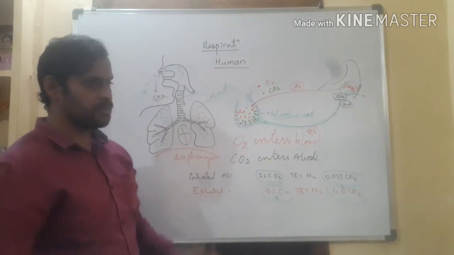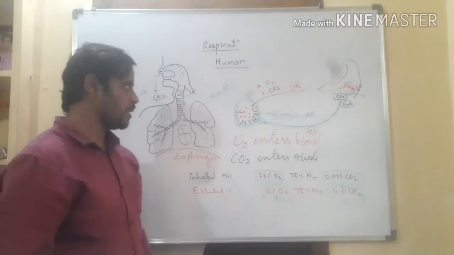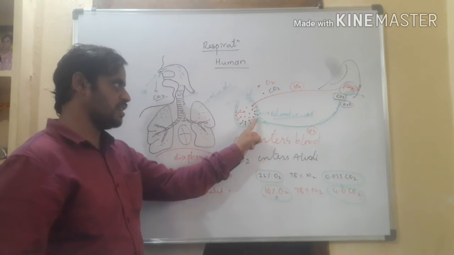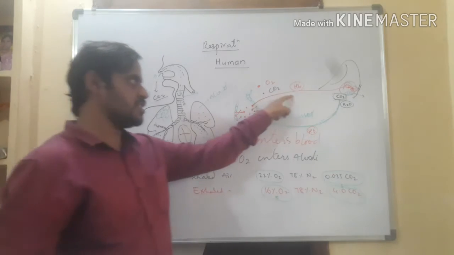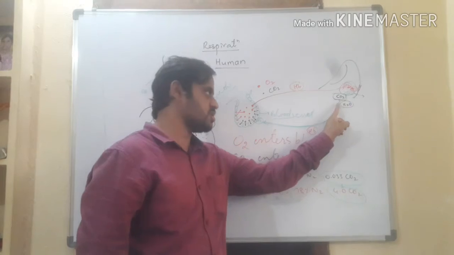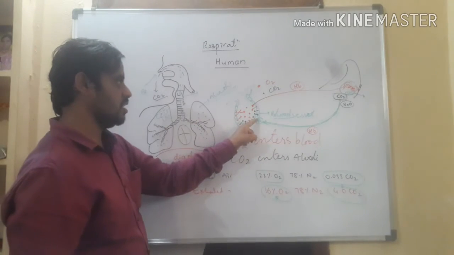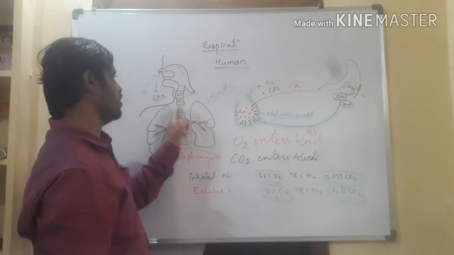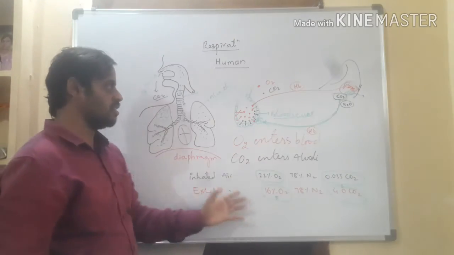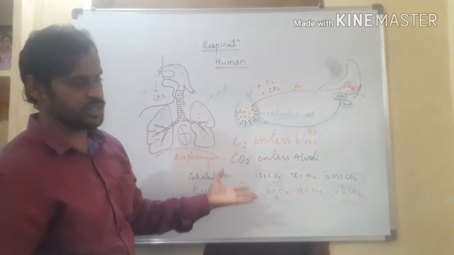Respiration in human beings. Very, very important topic. In inhalation, oxygen enters into the lungs, lungs to blood, then blood carries the oxygen to the cell. Here oxygen is utilized, CO2 is produced, CO2 comes to the lungs, lungs to alveoli, alveoli to out of the body in exhalation. So this whole process is called respiration.